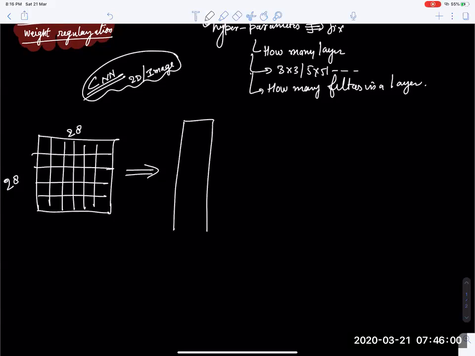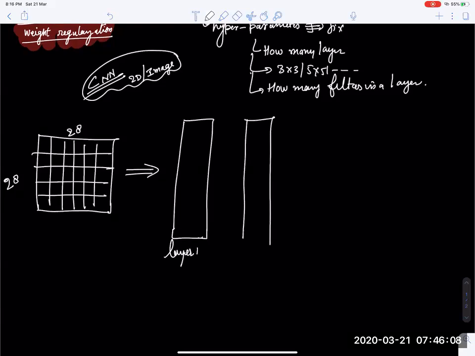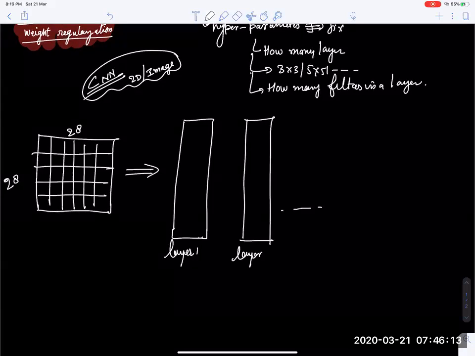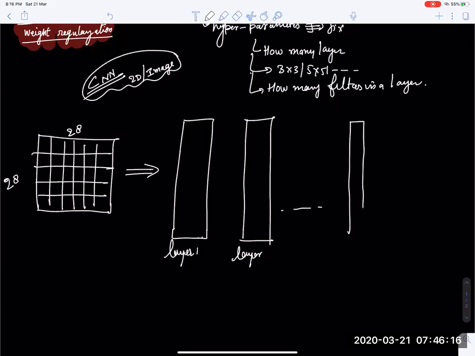Suppose that I'm having my first layer, this is, say, layer number 1, and then I may have layer number 2, and then probably multiple layers, and at some point of time I flatten it, and then I get a fully connected network, which is something like this. The last layer is going to be the number of classes that we have. If I'm having 4 classes, then the last layer has 4 neurons.